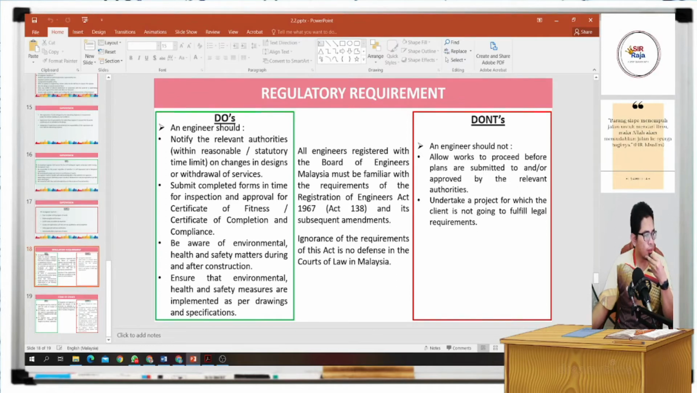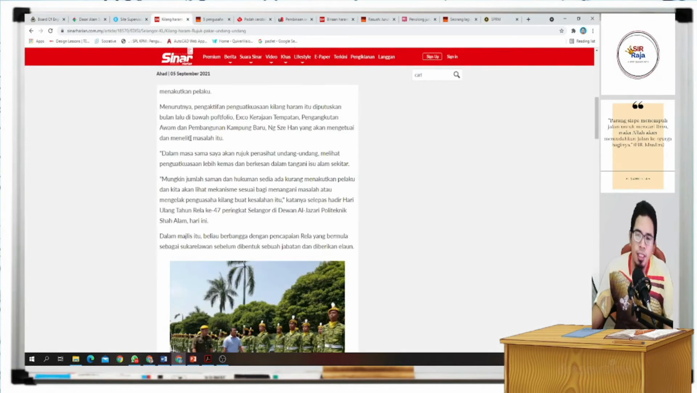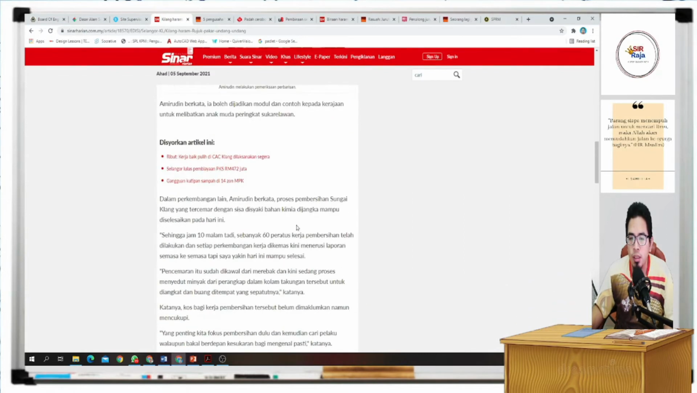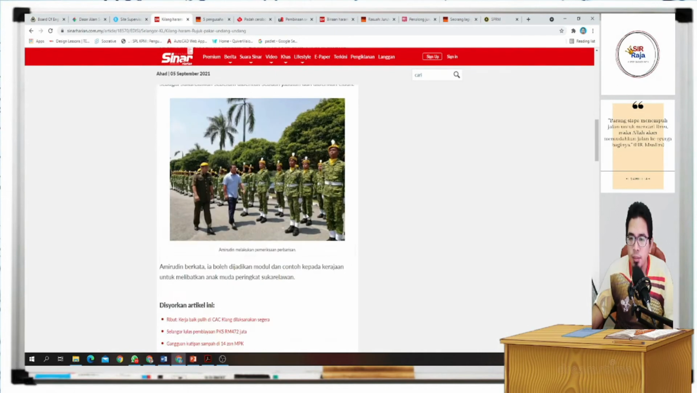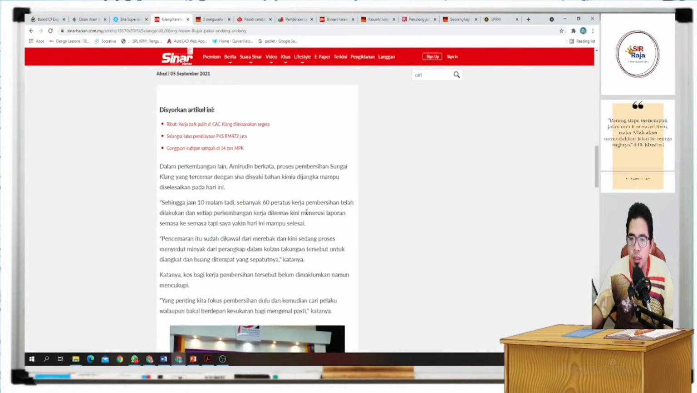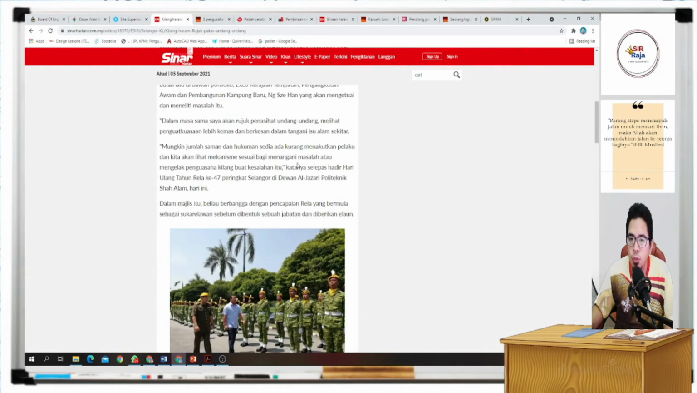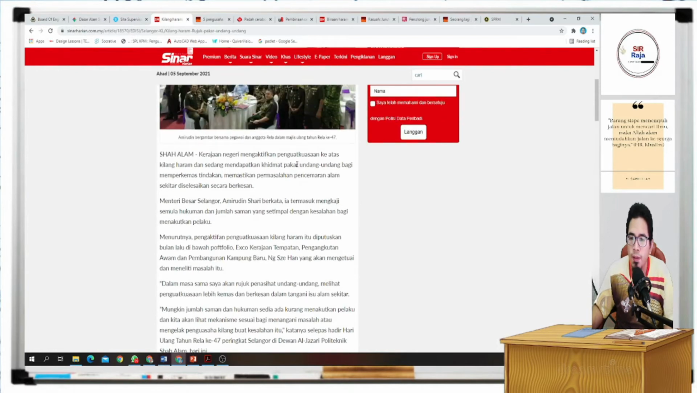So this is more about the consequences for engineers who just proceed with the engineering work without this authority permission. So we can look here. Let's say, like, kilang haram. These are illegal factories that are not approved to run, but they're still running. So what are the things that they are being punished with? I'm not sure if we stated here.